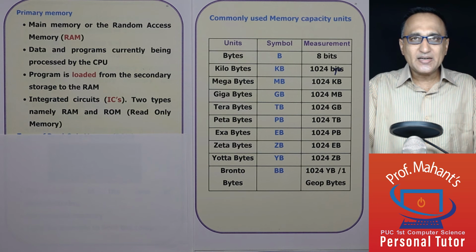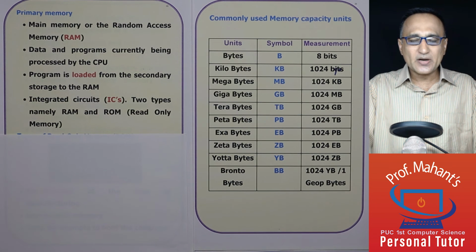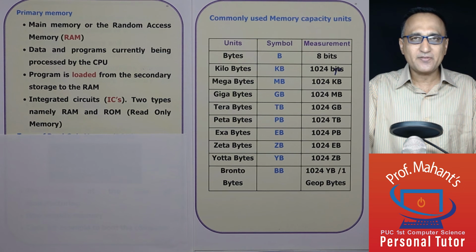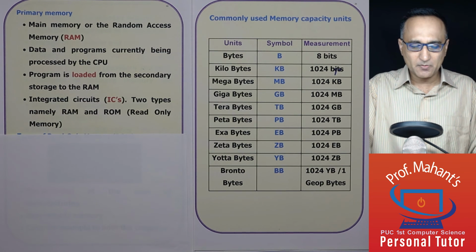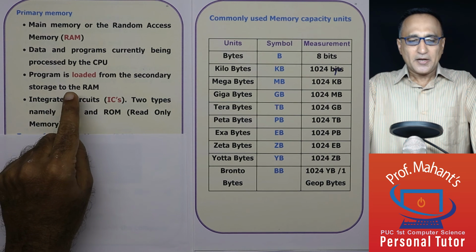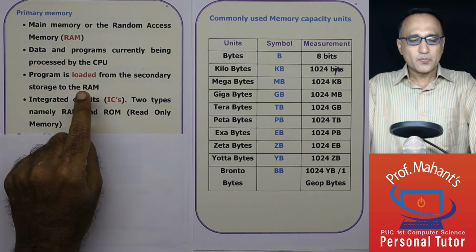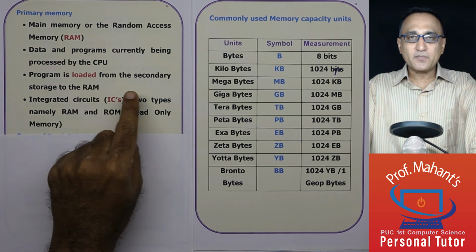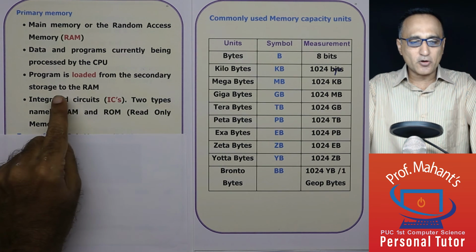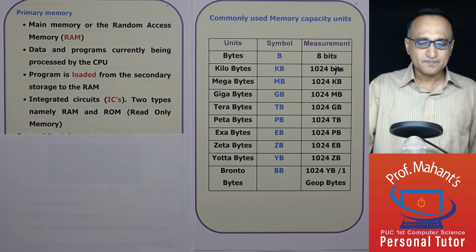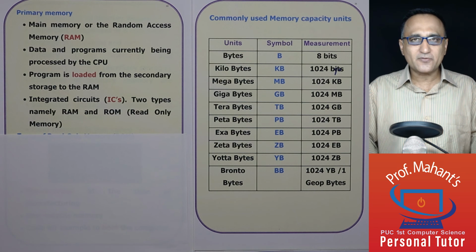The CPU reads programs and data from the main memory. If any intermediate calculations it has to save temporarily, it saves in the main memory. Now, data which is permanent or program which is permanent is loaded from the hard disk, the secondary drive, onto your RAM or the main memory. Now, main memory is of two types.